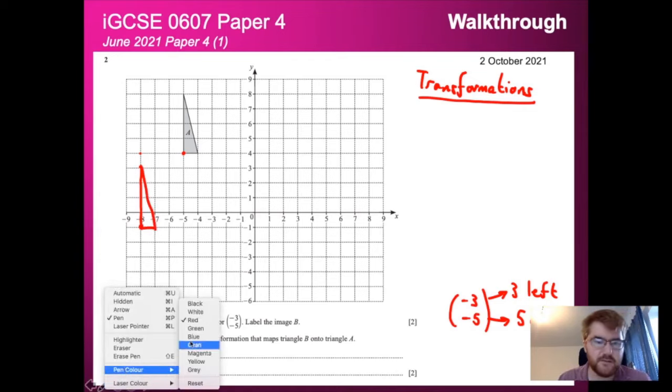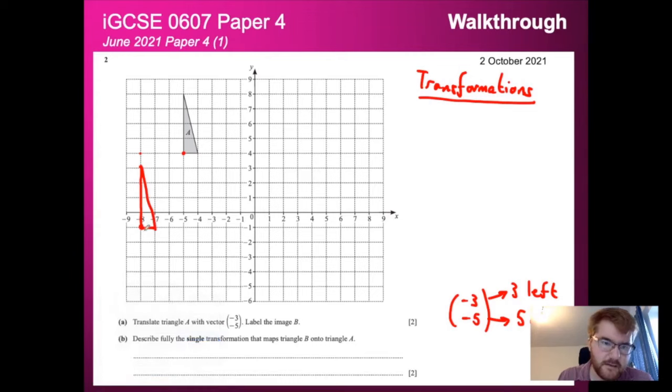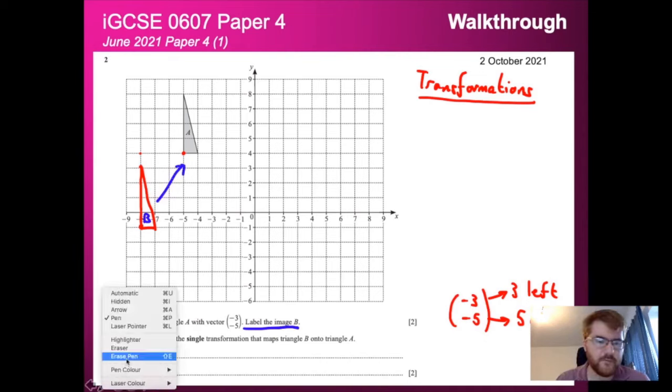And it wants us to label this as B. So make sure you do follow the instructions of the question. It did ask us to label this particular image B, so make sure that you do that as well. And now it's asking us for the single transformation that maps triangle B onto triangle A. So what it's asking us is, how do we go from this triangle to this triangle here? So how do we do the opposite of what we just did? Well, let's have a think.